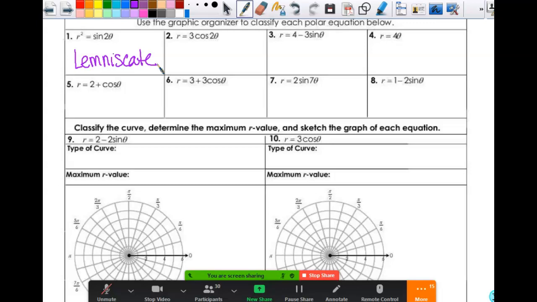All right, so then I look at number 2. I've got r equals 3 cosine 2 theta. Clearly not a lemniscate because it's no r squared. It's not a limaçon because there's no plus or minus. Can't be a circle because there's a number right here. So it has to be some sort of rose, right? And how many petals would this rose have? 4, okay? So this is 2. I'd have to double it because it's even. This is a 4-petal rose.